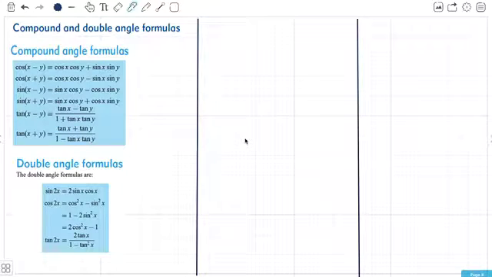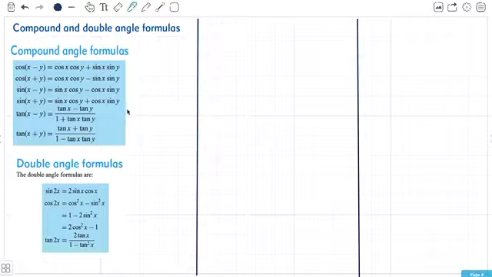In this section, we're looking at the compound and double angle formulas for trig. Now these are really important for us when we're simplifying trig expressions. Now with the compound angle formulas, I've put those here in a box and the double angle formulas underneath. I want to talk about proofs for these formulas.